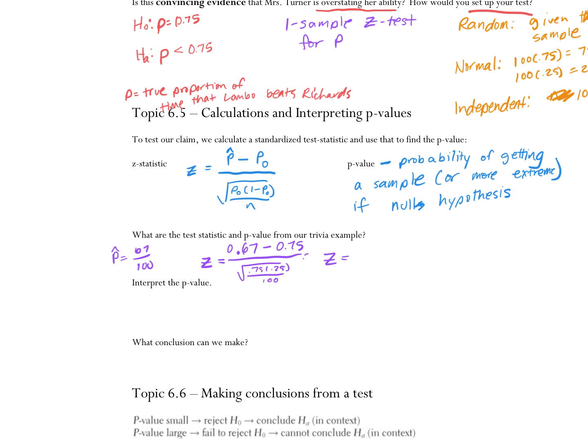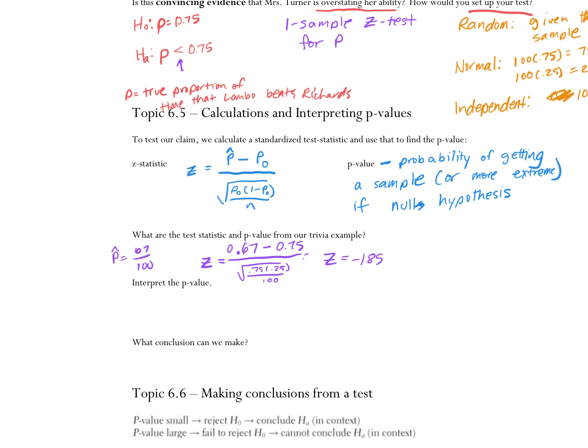What are we getting? Is it negative? It is negative. Negative 1.848. Cool. I'm going to call it negative 1.85. And why is it negative? Because our p hat is smaller than the null value, and pretty much anytime my alternative is a less than, my sample suggests less than, your z-score is probably going to be negative.